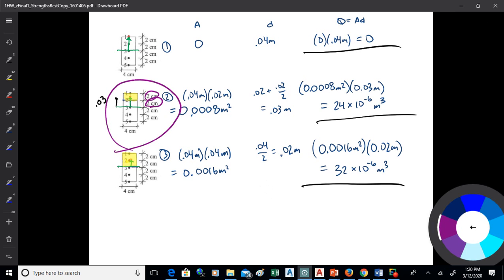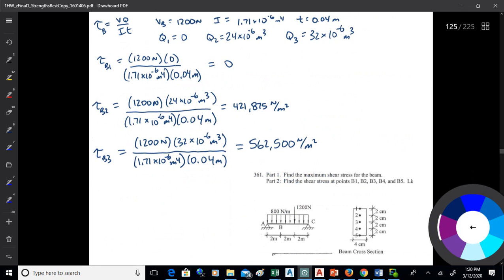Okay. Once you've got the Q's for each one of those locations, you just plug in VQ over IT and solve for the shear at the different locations. All right, so that's just some of the homework. Are there any questions on when I hand it back? Okay.